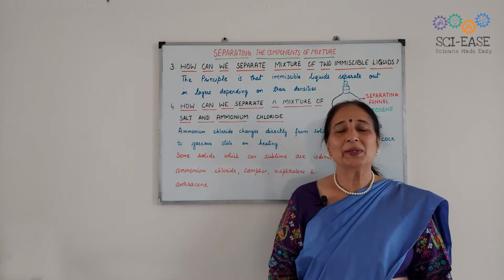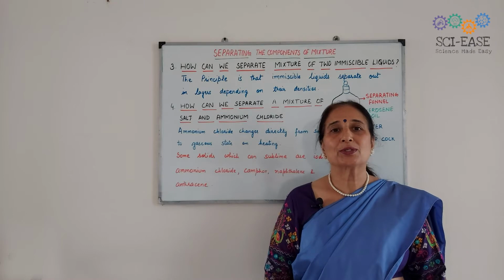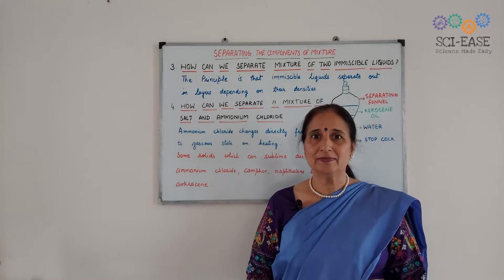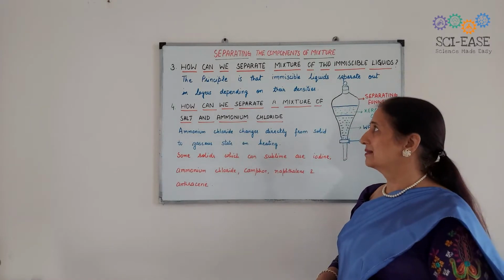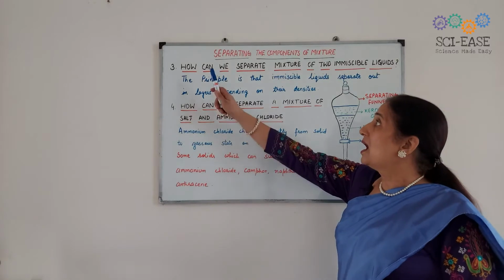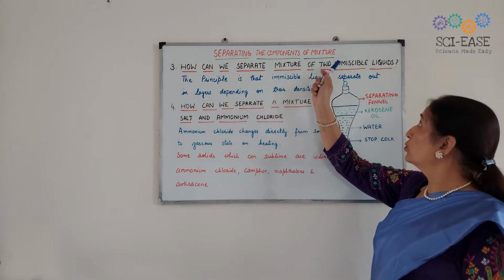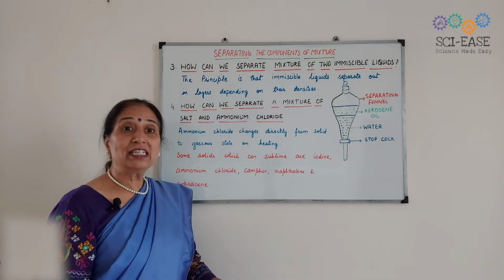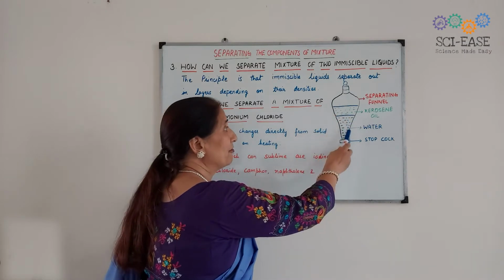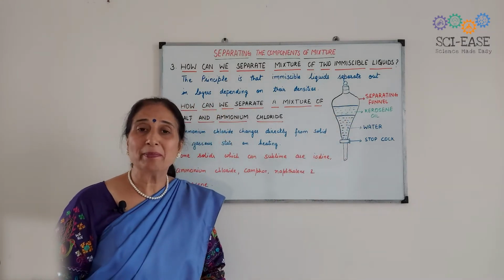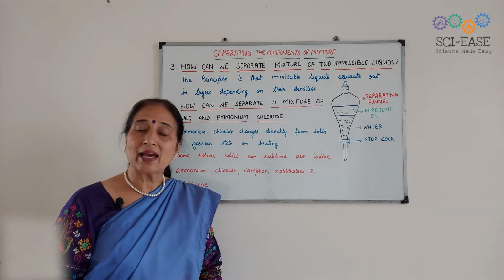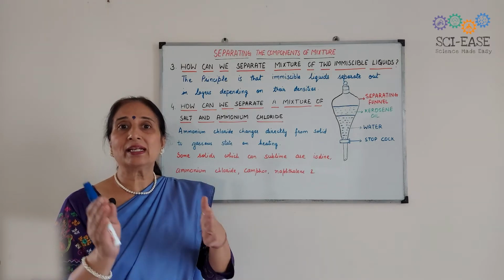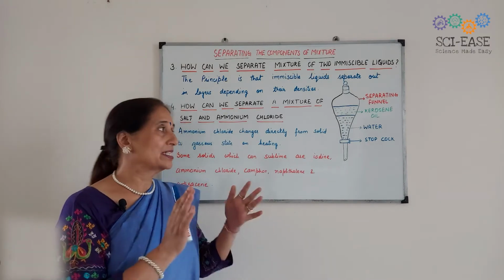In the last video, we discussed the two methods of separating the components from a mixture. In continuation to that, the third method is how we can separate a mixture of two immiscible liquids. Here, we will take the separating funnel and two immiscible liquids. One is kerosene and another is water. So we will separate kerosene and water by the separating funnel.